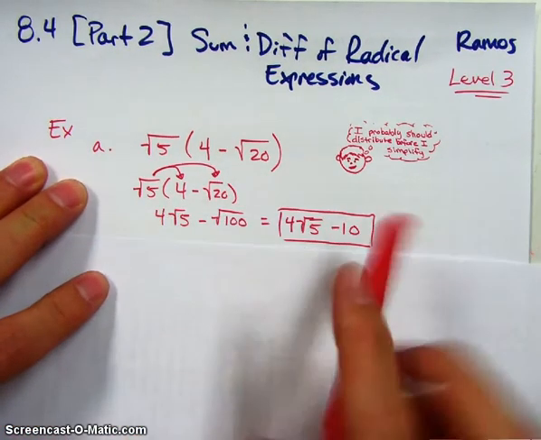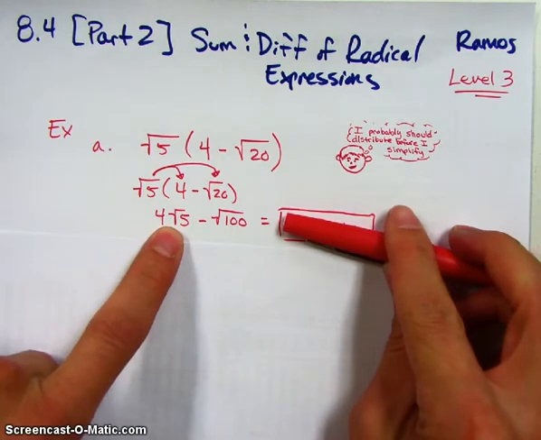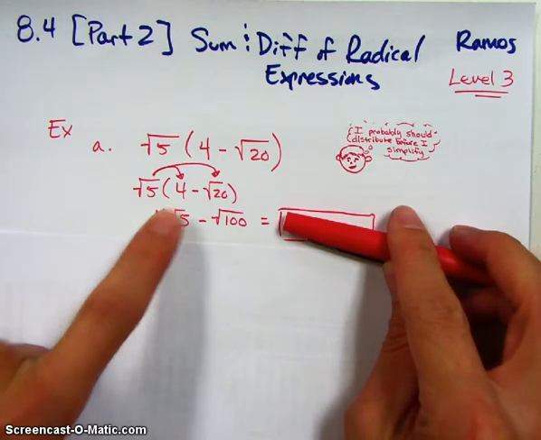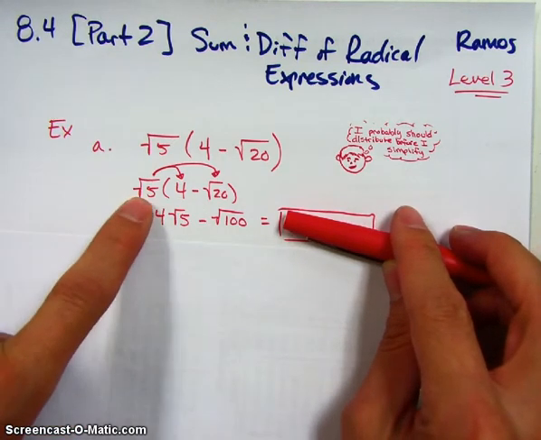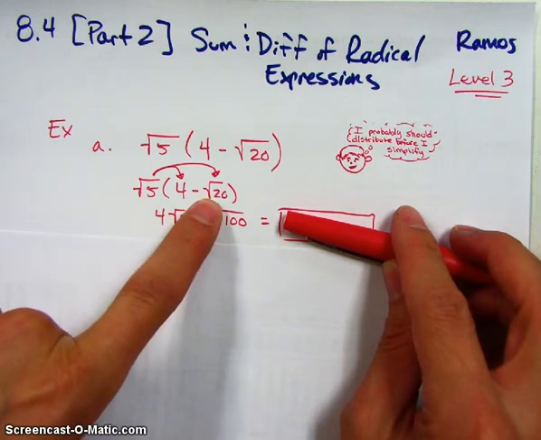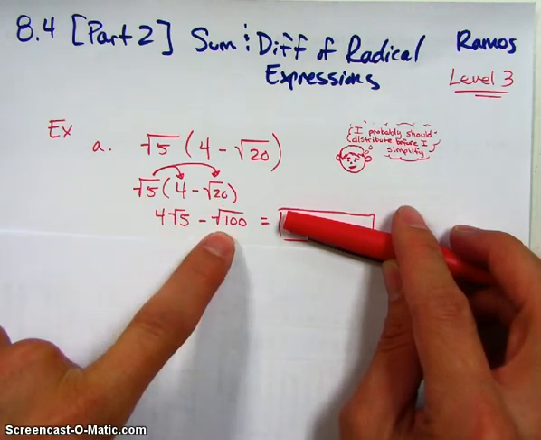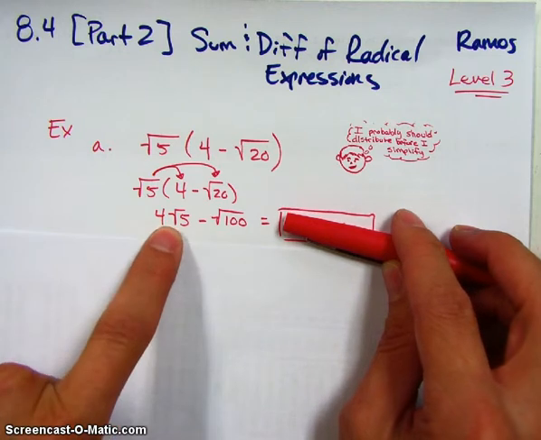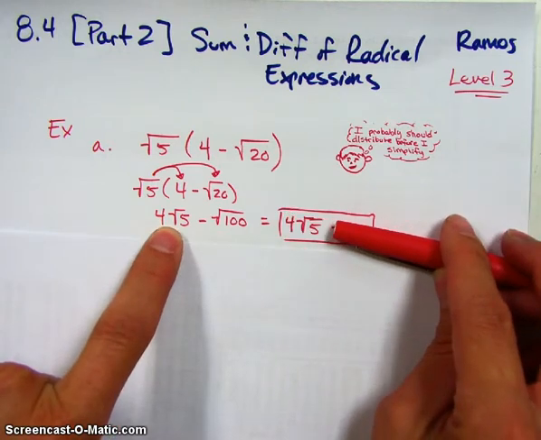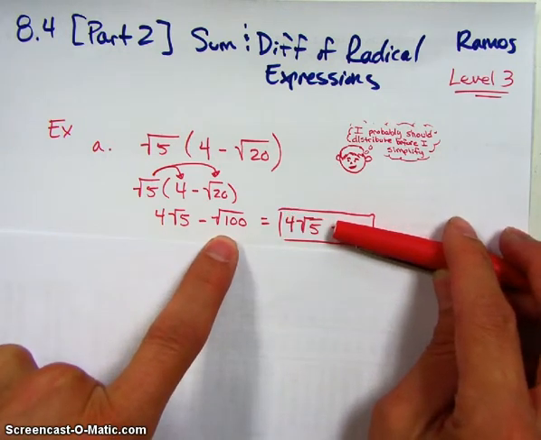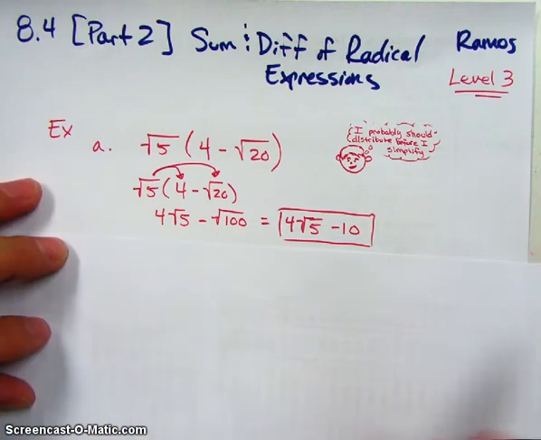So let's write this out here. Rad 4 times 5, well, that's just 4 times rad 5. I put the 4 in front. And then rad 5 times negative rad 20, well, they're both under the radical sign, so I'm just going to multiply 5 times 20, which is 100. And then this can't simplify, that stays the same. But the square root of 100 is 10, so I would just write minus 10. And there's my answer. Okay?